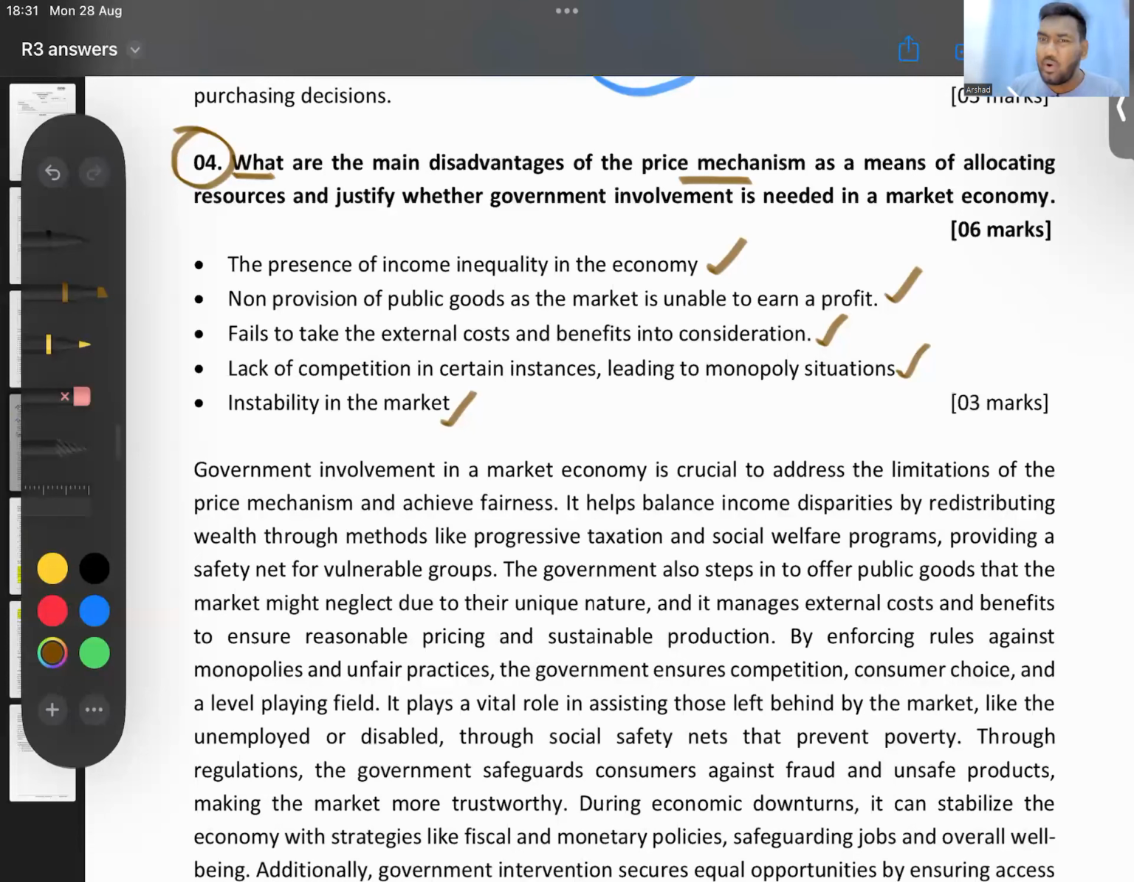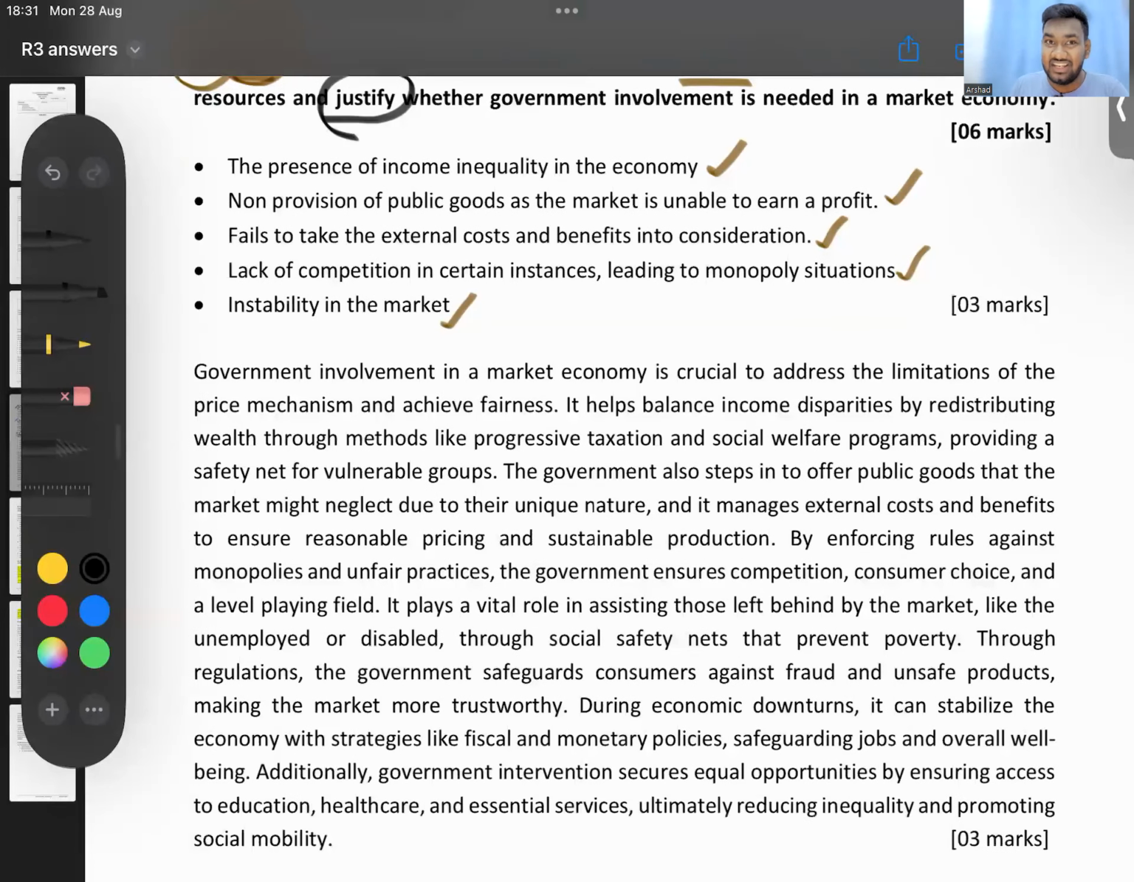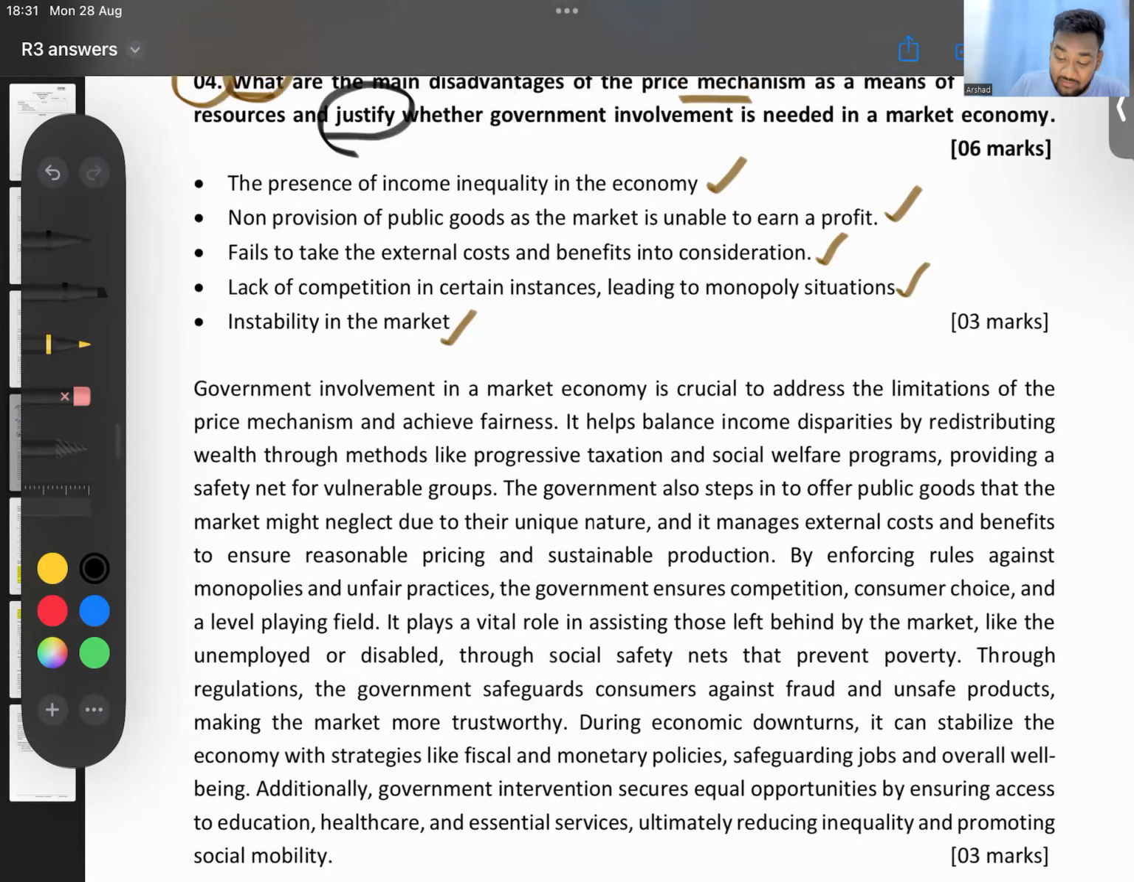So you can write that in point form. And then they're asking, justify whether government involvement is needed. Justify, that's the question verb. That means you write in paragraph. See, now here in a paragraph format, I say, why is government involvement needed? We say government involvement is crucial to address the limitations of the price mechanism. That means to address these problems, you have to have the government, right?